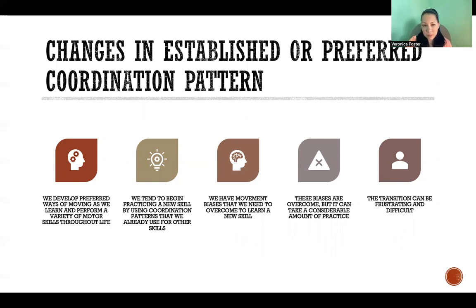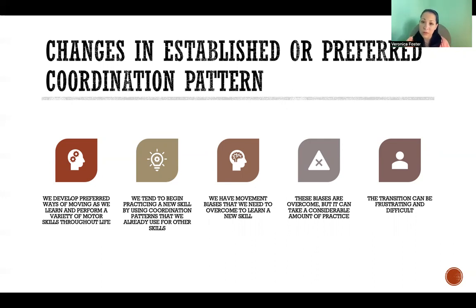What that means is that we have movement biases that develop because we already have other motor skills and other coordination patterns. So we tend to try to apply those to new skills, and we have these movement biases towards the old skills that we have already. And sometimes we have to overcome those to be able to learn the new skill.